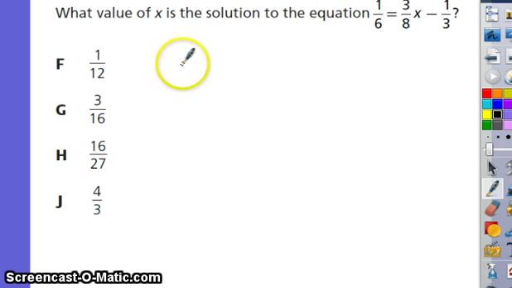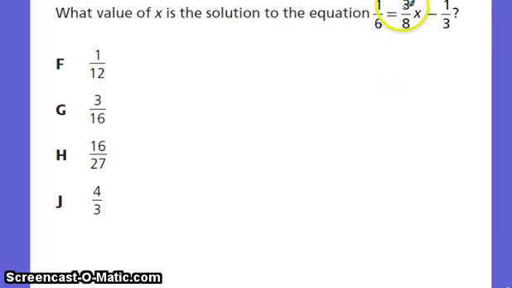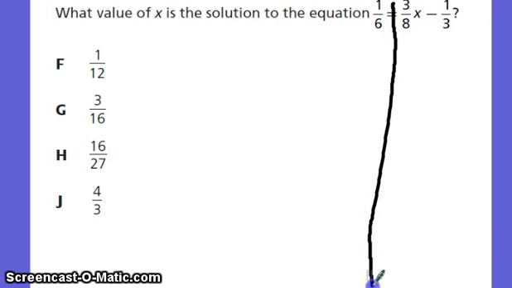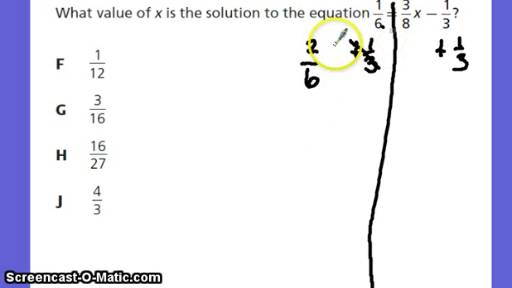What value of x is the solution to the equation 1/6 is equal to 3/8 x minus 1/3? Well, let's add 1/3 to both sides. It's the same stuff. It's just involving fractions this time. Not as fun. Okay, now 1/3 I got to change into 6. The equivalent there is 2/6. So 1/6 plus 2/6 is 3/6. And if I simplify that, that is 1/2.